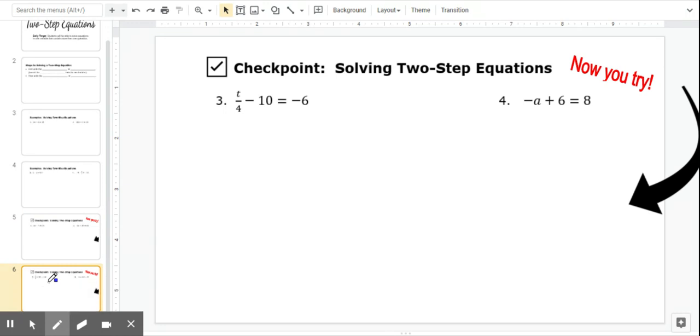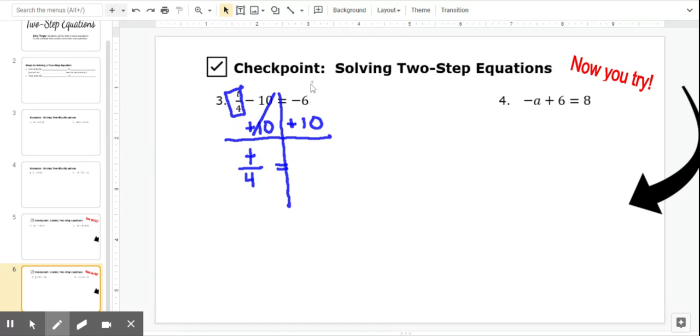Problem 3. What should I box off? I box off the t over 4, and I'm also going to draw my line down the middle. How do I get rid of what's outside the box? I add 10 to both sides. So my 10s will cancel. Drop down t over 4 equals -6 plus 10. Again, type that in exactly how you see it. Use the calculator. Will give you a +4.